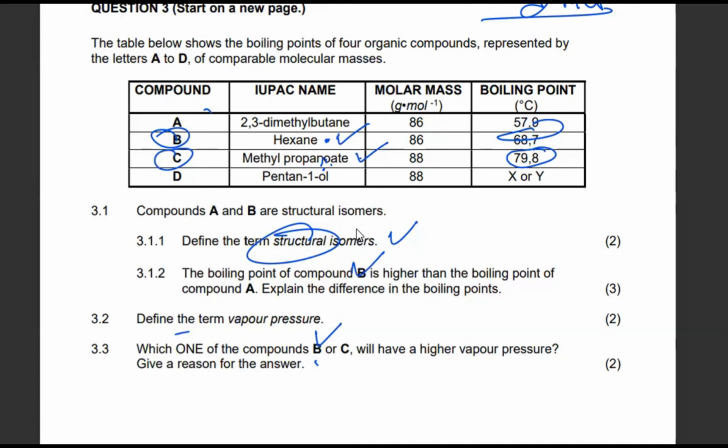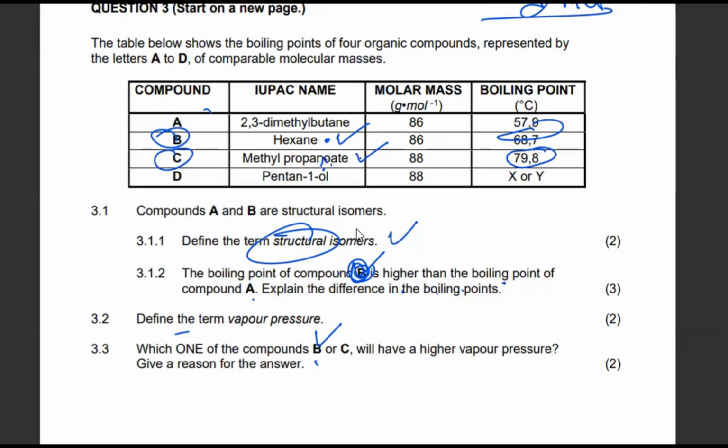Did I skip you? Oh, I skipped a question here. Yes, I skipped a question here. Boiling point of B and A. The boiling point is higher. Explain the difference in the boiling point.